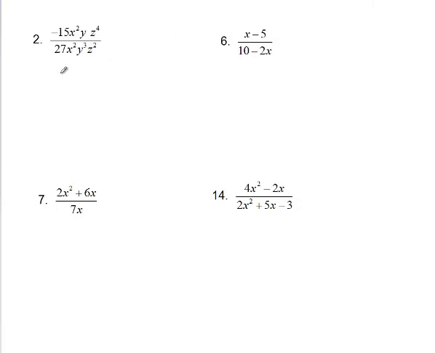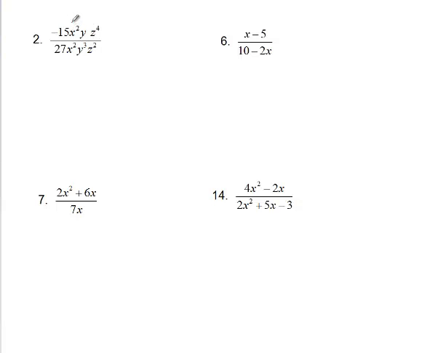If you look at the first one there, number 2, you can see the expression negative 15x squared y z to the 4 all over 27x squared y cubed z squared. Now, these are all multiplied, right? In between this means times. This is all multiplied in between. So, because of that, everything is multiplied. We can actually reduce this without any further work.